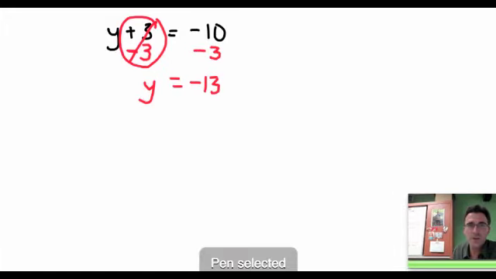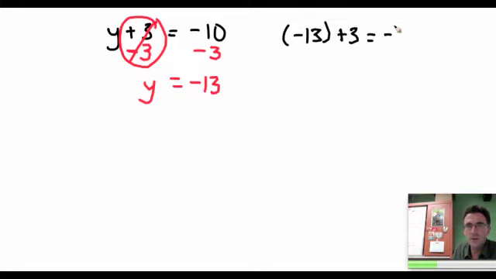So to do that, we will substitute in the value for y, negative 13, in parentheses, plus 3 equals negative 10. Negative 13 plus 3 is in fact negative 10, which is the same as negative 10. So check, we have done that.